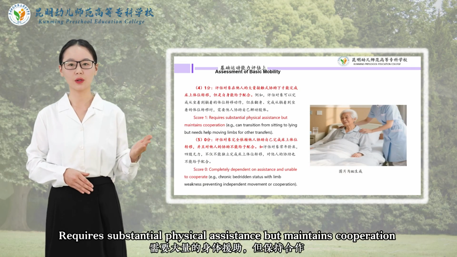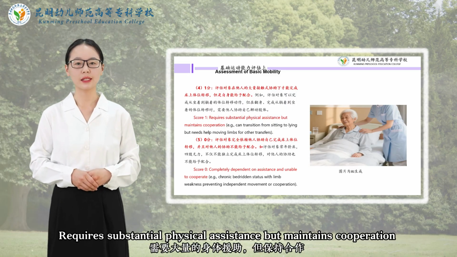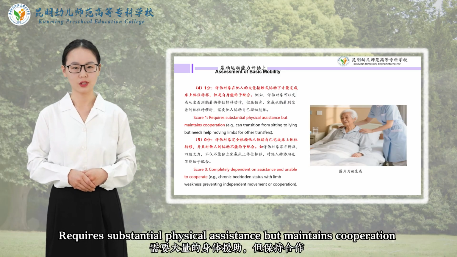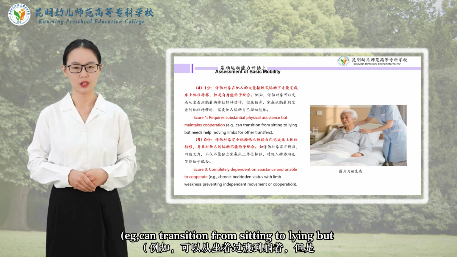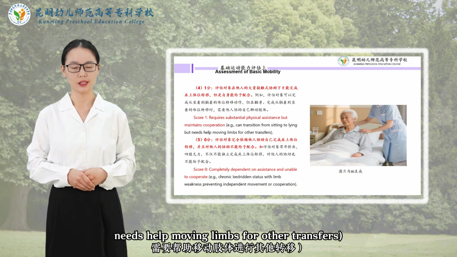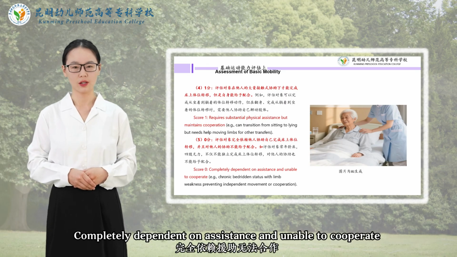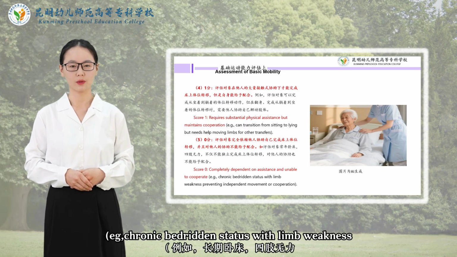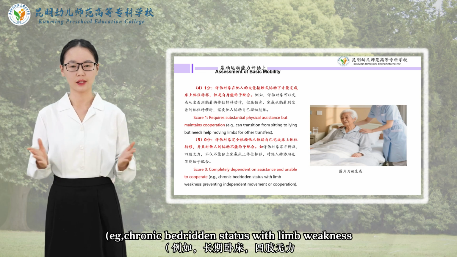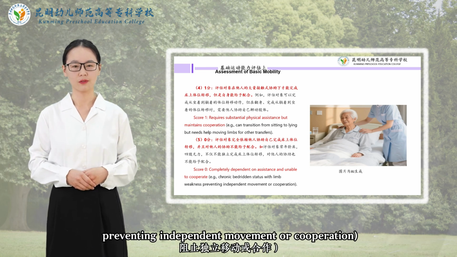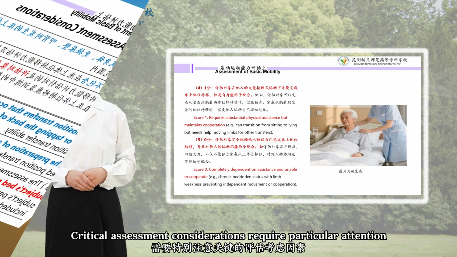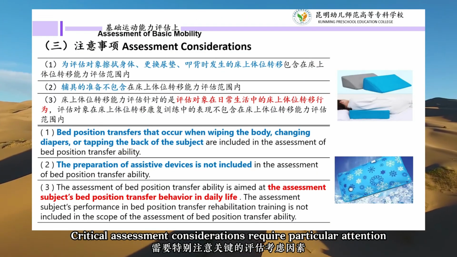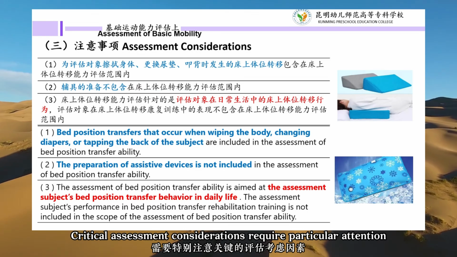Score 1 requires substantial physical assistance but maintains cooperation, for example, can transition from sitting to lying but needs help moving limbs for other transfers. Score 0 is completely dependent on assistance and unable to cooperate, for example, chronic bedridden status with limb weakness, preventing independent movement or cooperation. Critical assessment considerations require particular attention.